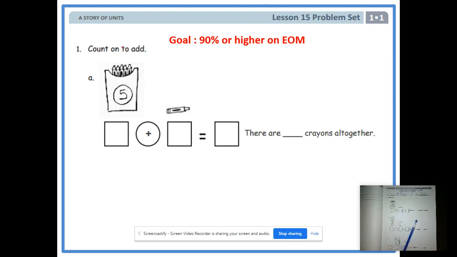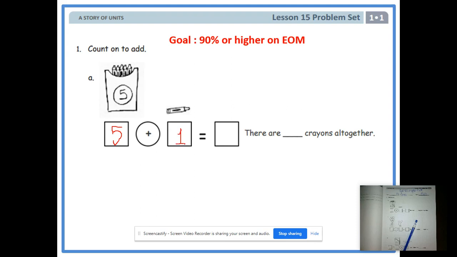So number 1, it says, count on to add. Well, just like we did in lesson 14, right? How many crayons in the box? Get ready. 5. So everybody write a 5. Plus, how many crayons outside the box? Get ready. 1, right? So let's write a 1 for our other part.